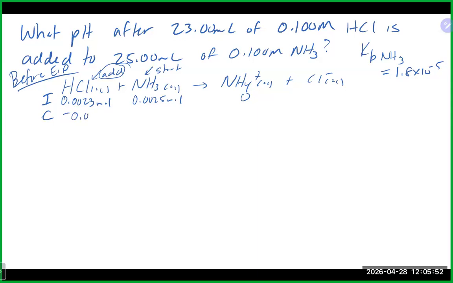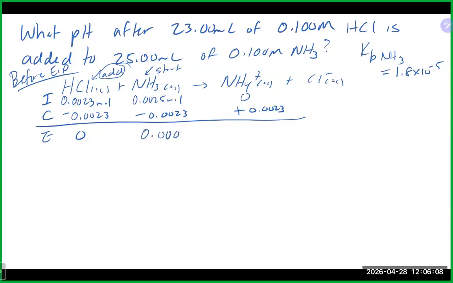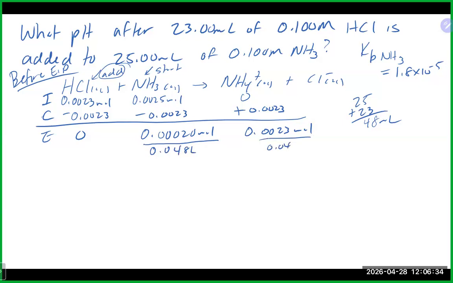Our change is going to be our smaller number, which in this case is our HCl, and we're going to add here. That's going to get us 0 for our HCl, 0.0025 minus 0.0023, which gets us 0.0002 moles, and 0.0023 moles here. At this point, we do want to convert back into molarity using our total volume. So we started with 25 milliliters. We added 23 milliliters. Looks like a 48 milliliter situation. So here we want to divide by it in liters, so 0.048 liters for both of them. And that's going to get us here.